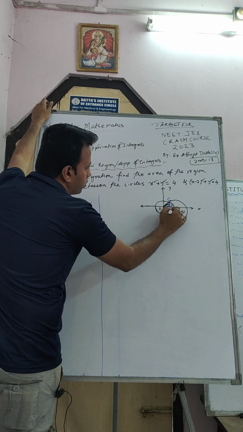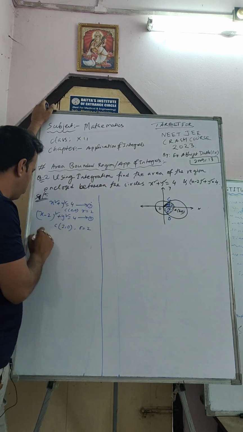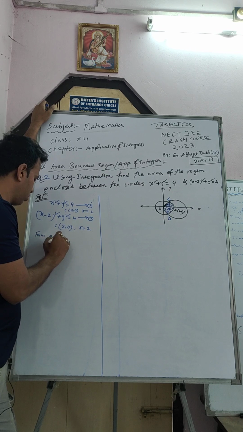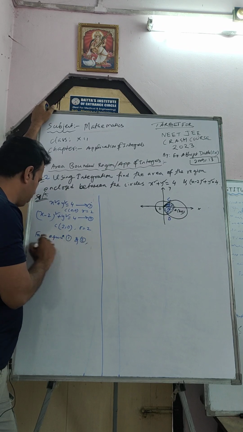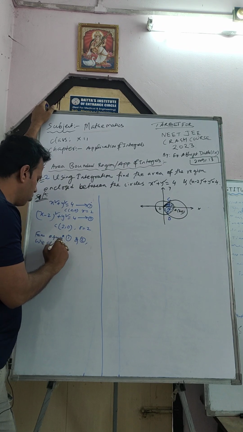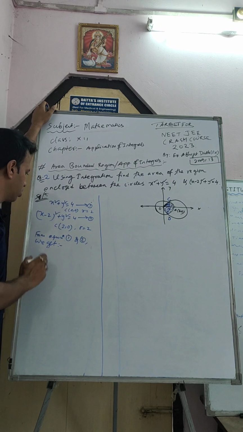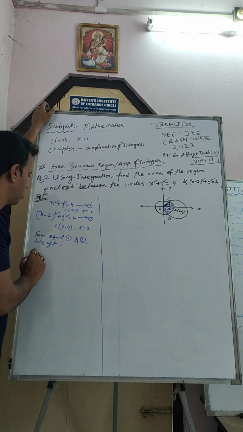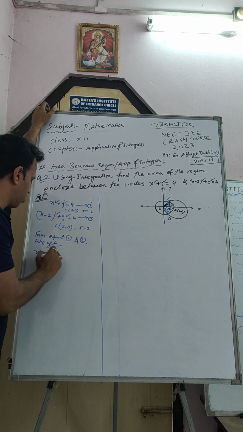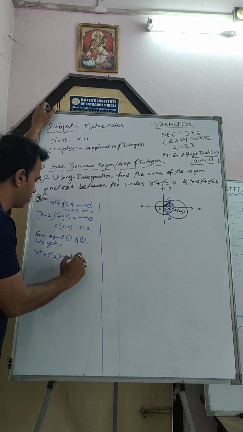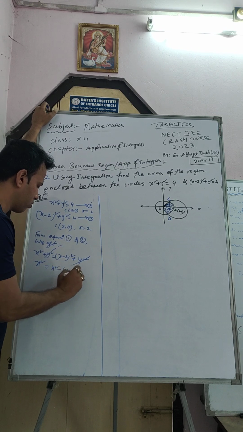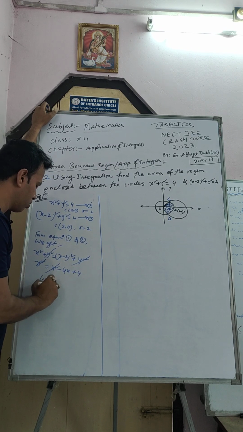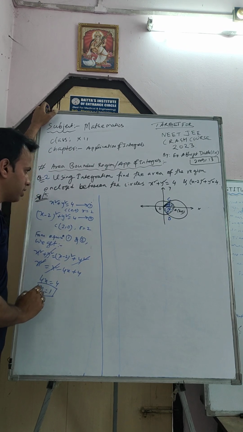Now first find the coordinates of B. From equations 1 and 2, we get x square plus y square equals x minus 2 whole square plus y square. The y square will cancel: x square equals x square minus 4x plus 4. The x square will cancel, so 4x equals 4, that is x equals 1.